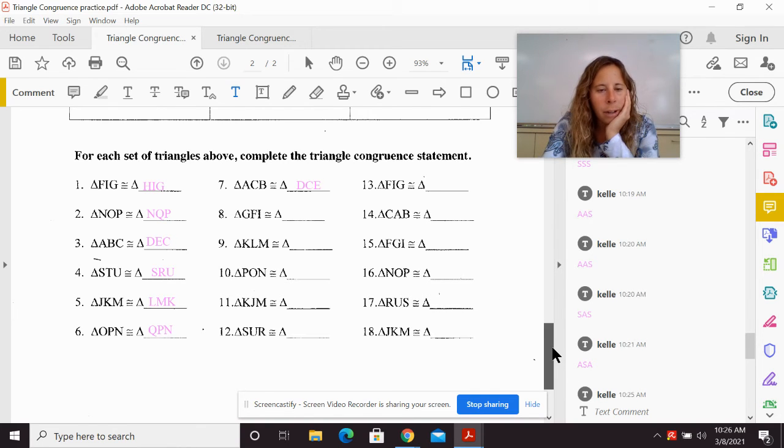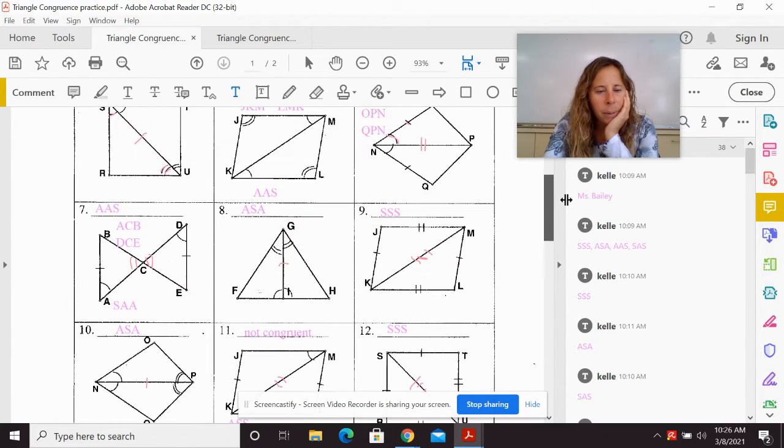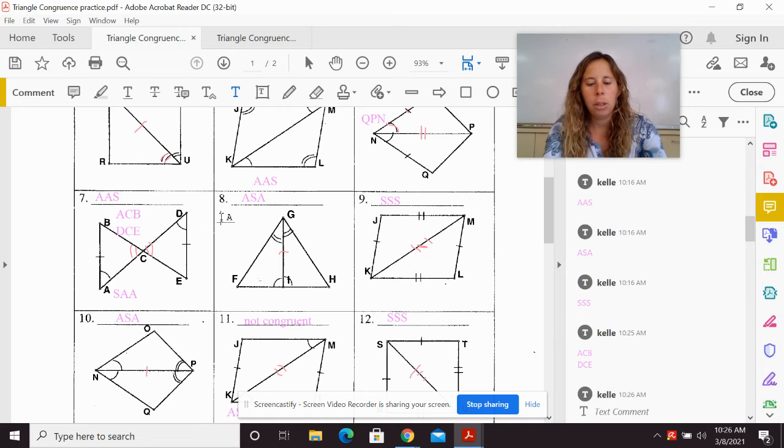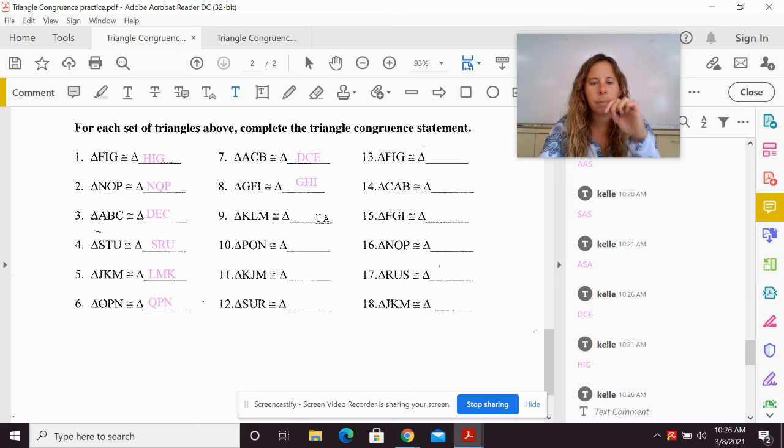Okay, GFI. Number 8. Triangle GFI is congruent to, so what angle is congruent to G? G. What angle is congruent to F? H. And what angle is congruent to I? I. So G, H, I. Make sure you're writing them in the correct order. It matters. G, H, I.